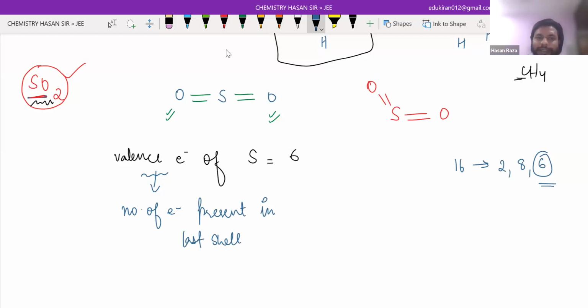Now you can easily see that this sulfur used its 4 electrons. That means 2 more electrons are also present there as a lone pair. So questions can be asked, what is the total number of lone pairs present in SO2, or what is the number of lone pairs present on sulfur? You can see the number of lone pairs present on sulfur is 1. Are you getting my point? Yes, sir.